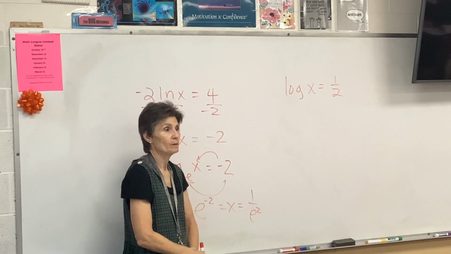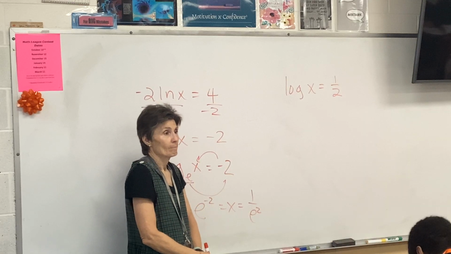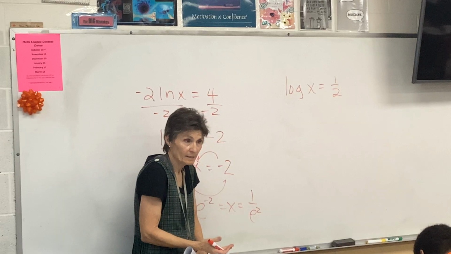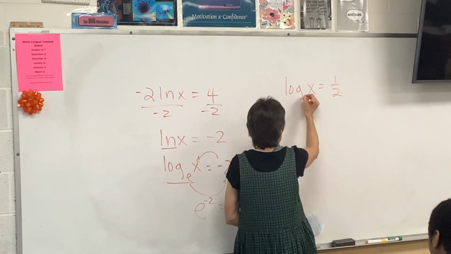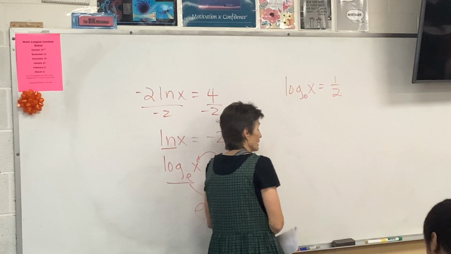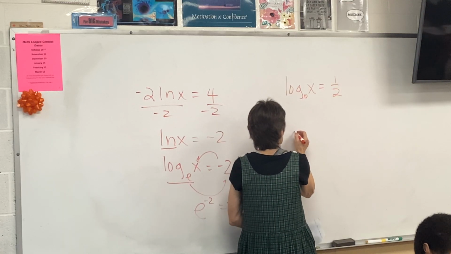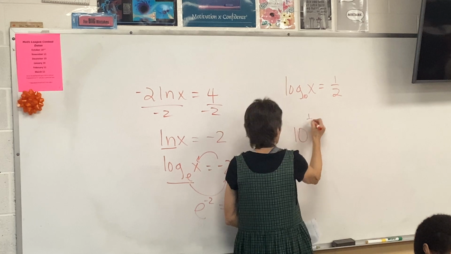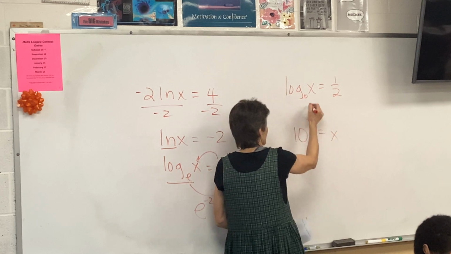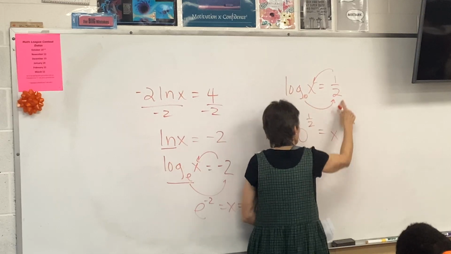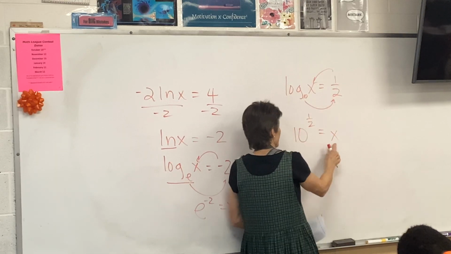What are you going to do with this one? What are you going to do first? Multiply. Put in a 10. And then what does it say when I loop-de-loo it? 10 to the 1/2 equals x. Guys, this is your loop-de-loo. 10 to the 1/2 equals x.